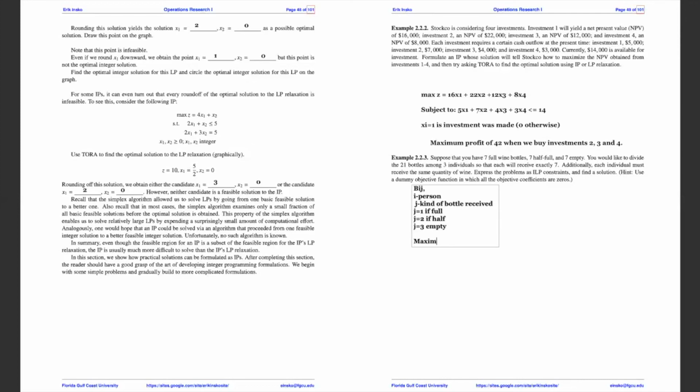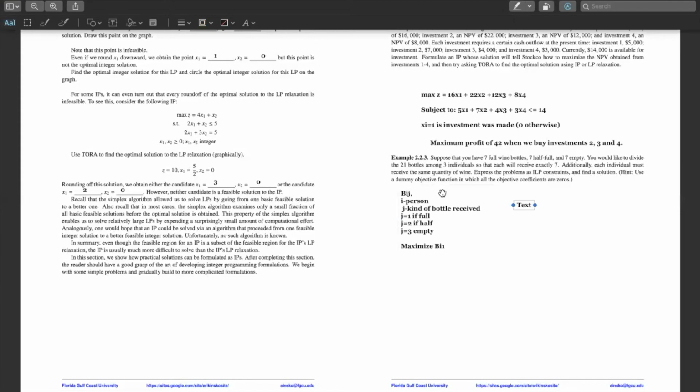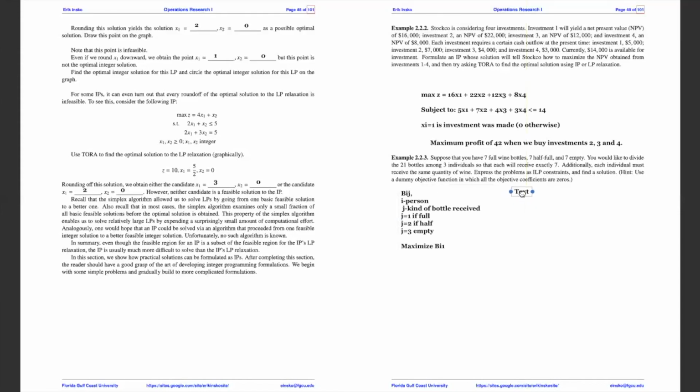And I would like to maximize the number of full bottles that each person gets, because there is no point to send somebody out with 14 half bottles when they can get 7 full bottles, if that makes sense. So here are going to be my constraints.